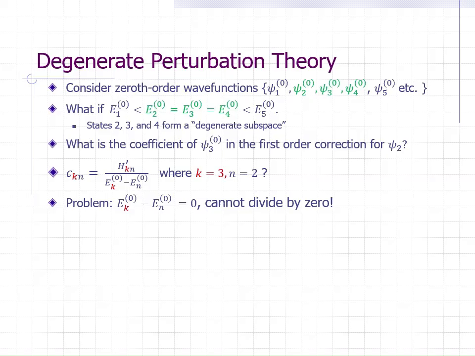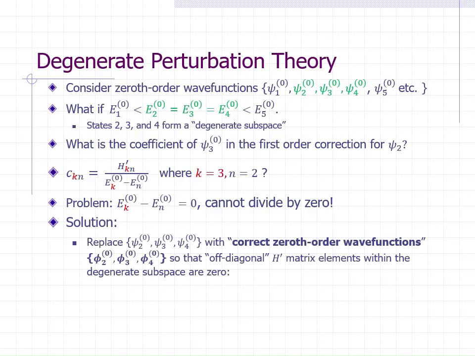This tells us that the standard perturbation theory expression breaks down. This formula works only for non-degenerate states. So how do we fix this? The solution is to replace the original degenerate wave functions with a new set of wave functions, which we call the correct zeroth-order wave functions.